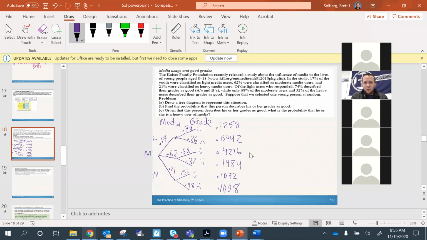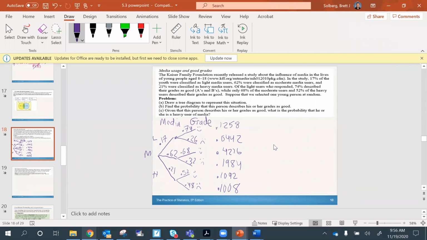Okay, now what this is asking is what's the probability that we randomly select someone and they got good grades? So of these, let's highlight which ones represent good grades. This was good grades, this was good grades, and this is good grades. So guess what we're going to do with those 3? We're going to add those up. So I do 0.1258 and 0.4216 and 0.1092. When I do, I get 0.6566. That would be the probability we randomly select someone and they got good grades.